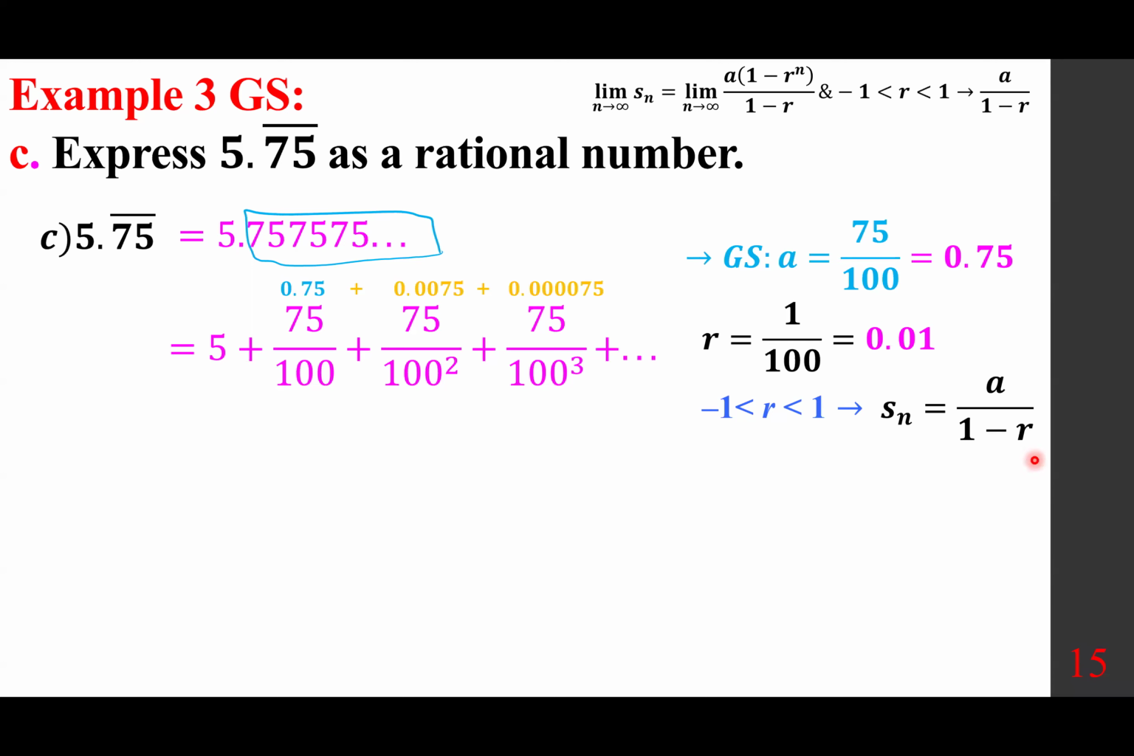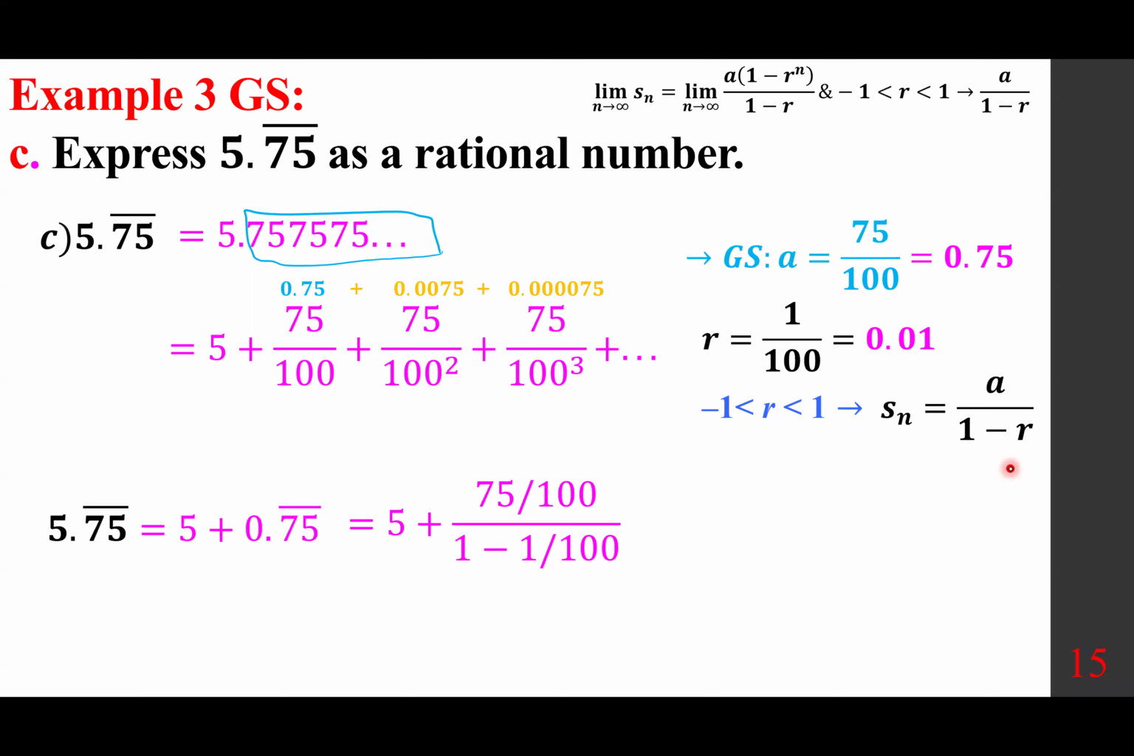Because this number is between -1 and 1, we are going to go with the easy way out. So we're going to write 5.75 bar is 5 plus 0.75 bar. And 0.75 bar is going to use this one to get to the answer. So 5 plus, now this part, if we go with the fractional format, 75 over 100, and the denominator is 1 minus 1 over 100. If we want to go with the decimal format, this is 0.75. This is 1 minus that, 1 minus 0.01.